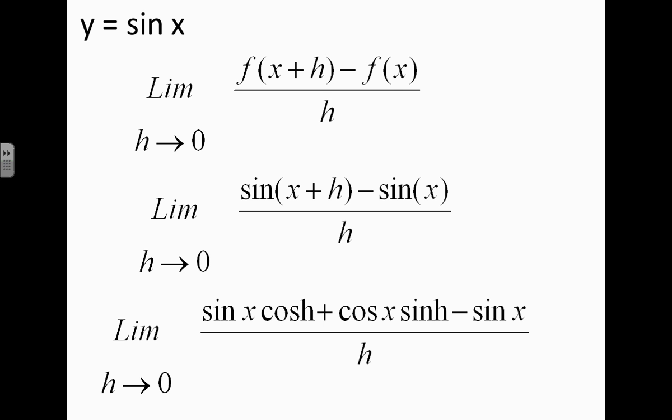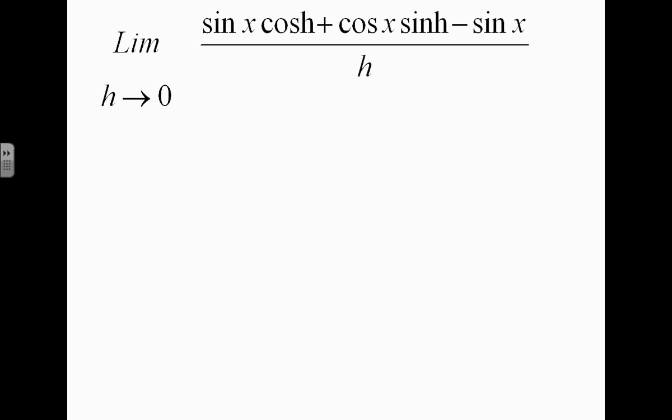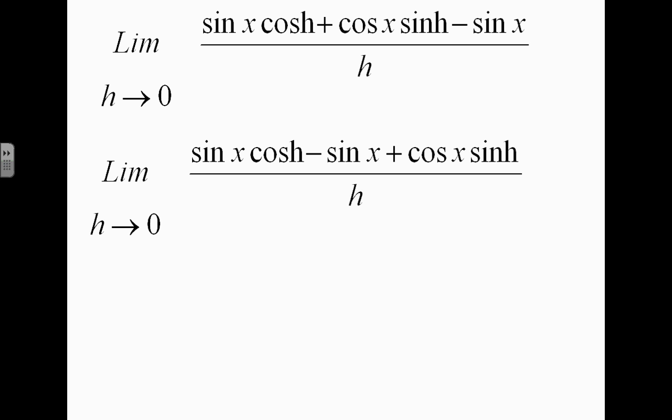You factored. Do you see anything that's common that you can factor in this one? Sine of x. There's a sine of x in the first and the last term, isn't there? So if you put those together, you can factor out a sine of x out of the first two, can't you? Out of the first two terms, you can factor out a sine of x.